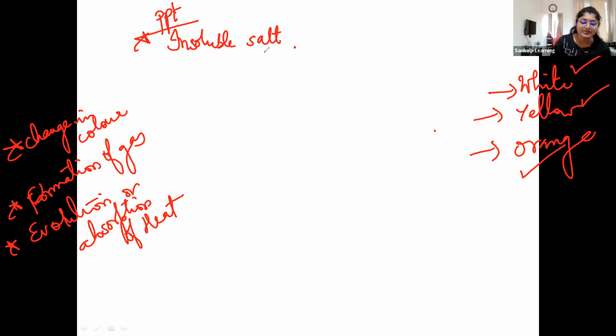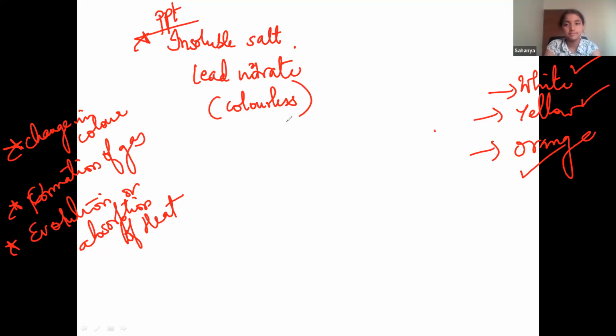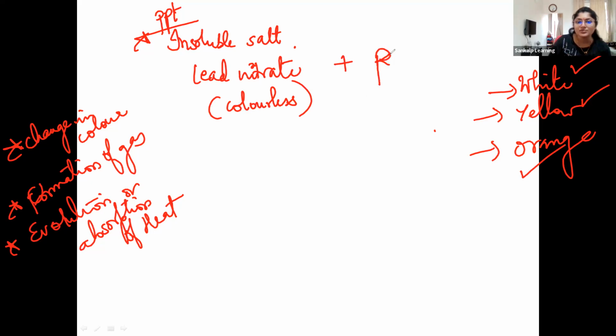So for example, a colorless solution of lead nitrate. Lead nitrate is a solution, a chemical which is colorless. It doesn't have a color. Colorless means it is like water. There won't be any color for this. Then when colorless solutions of lead nitrate and potassium iodide are mixed, both the solutions, potassium iodide.